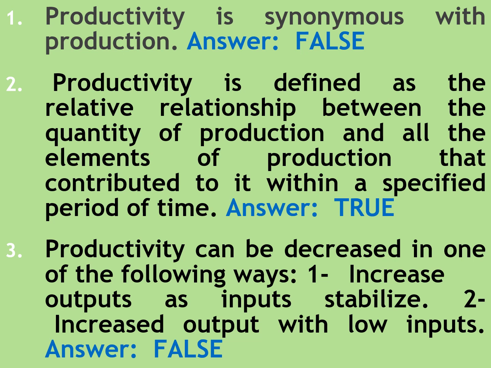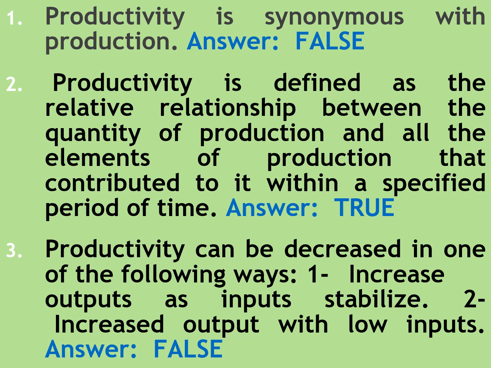Question number 2: productivity is defined as the relative relationship between the quantity of production and all elements of production that contributed to it within a specific period of time. The answer is true, because productivity is an indicator of the extent to which different production elements are able to achieve a certain level of output compared to the input used for productive purposes. So the answer is true.